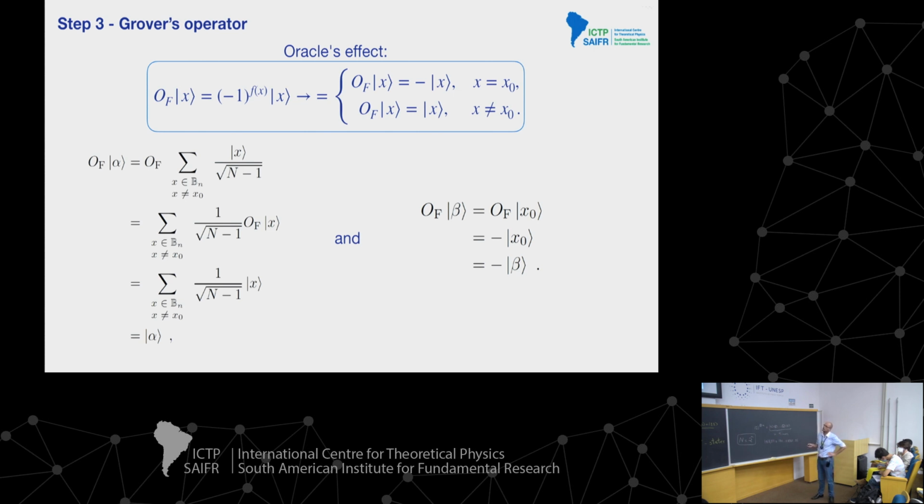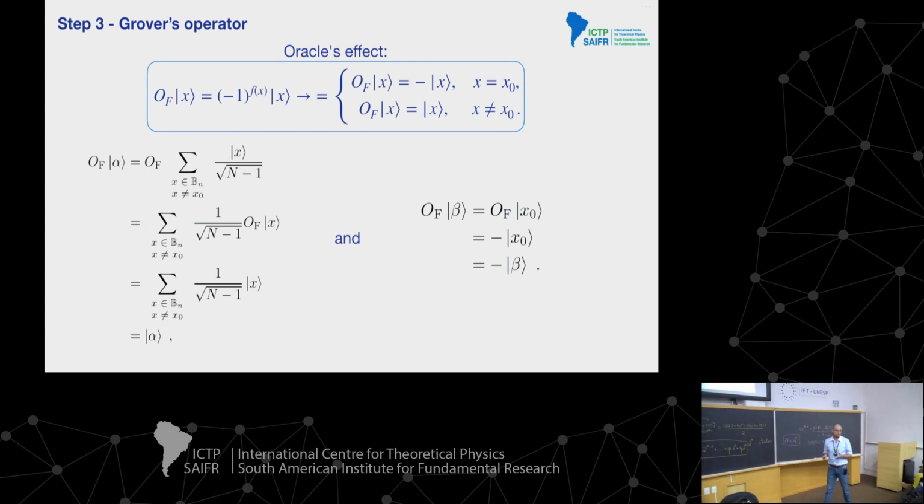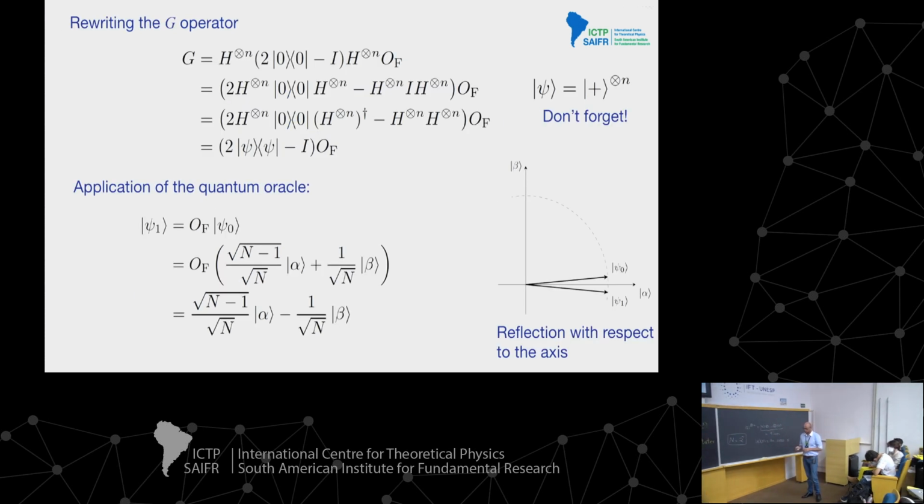So let's see the effect of the oracle on the state alpha. We observe that all the base states x here are different from x0, or this sum excludes x0. So the effect of the oracle is nothing, and the final state is the same. The oracle f acting on the alpha state gives alpha, and when the oracle acts on the target state, we know that a minus sign appears here. That's the effect, and it will be important because through this minus sign it will be possible to perform reflections, as I will show next. Okay.